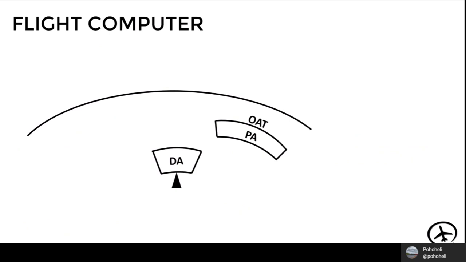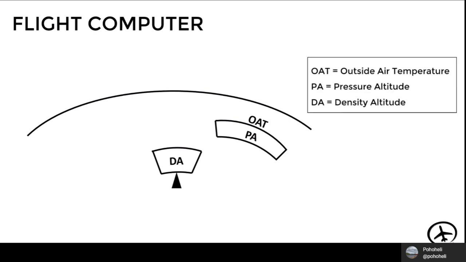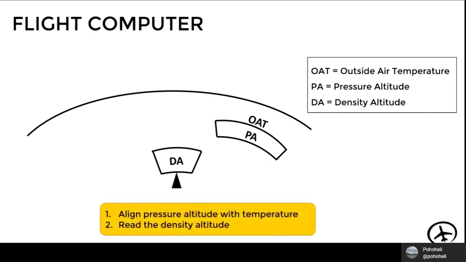For this, we will use the inner scales, specifically the little scale in the center and the upper right scale. In order to calculate the density altitude, we have to know in advance the air temperature and the pressure altitude. The first step is to align the pressure altitude with the corresponding air temperature in the upper right scale. Then we just have to read the resulting density altitude in the center scale. Let's look at a practical example.